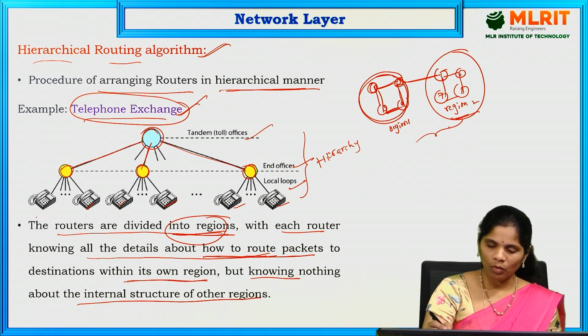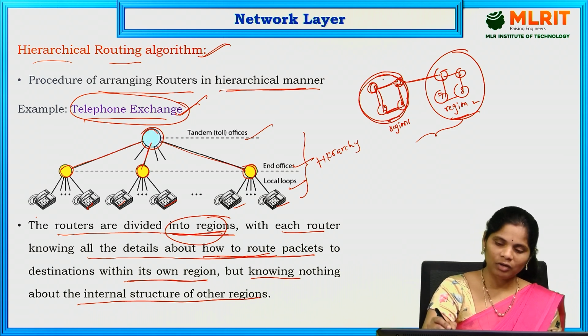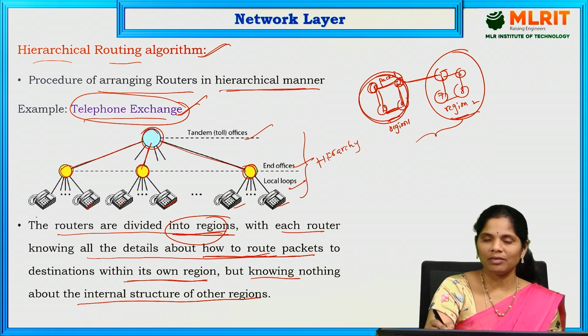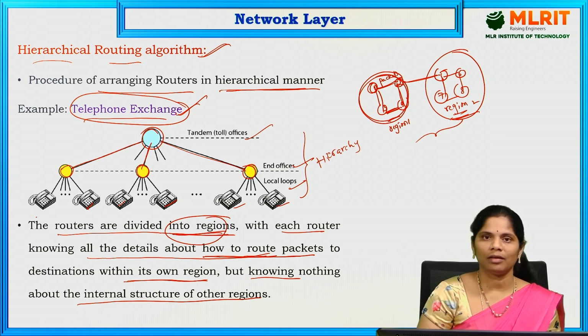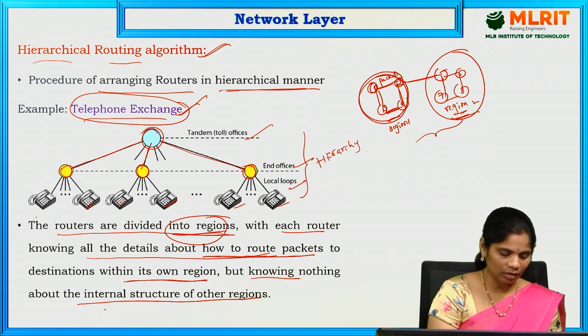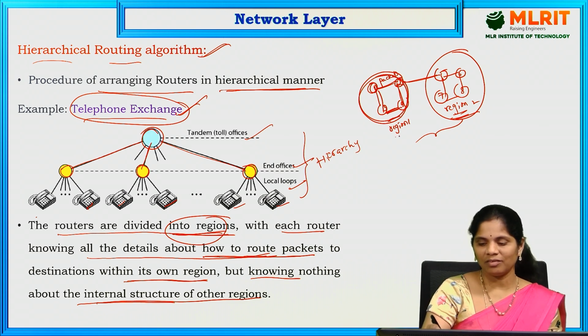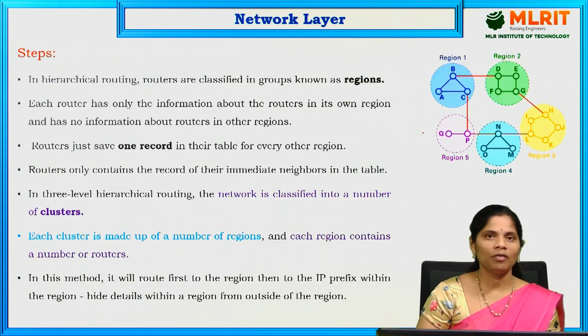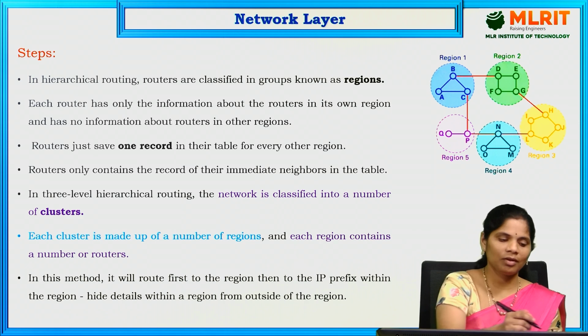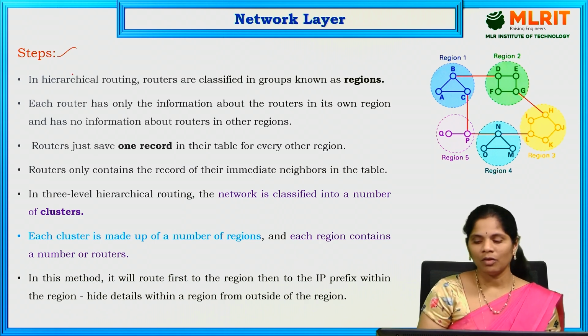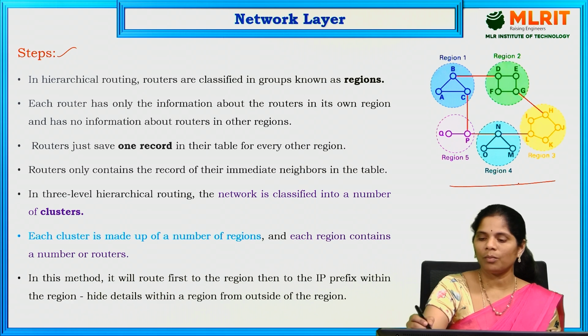Only inside its own region does it know everything, so it can send packets easily within the region, but outside the region it can't send packets easily. That is the condition: knowing nothing about the internal structure of the other regions. So how is this going to happen? Let us see the steps in the hierarchical routing algorithm. This is a hierarchical routing algorithm example. Here, how many regions are there in total?